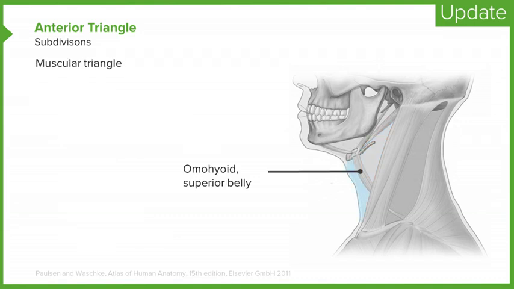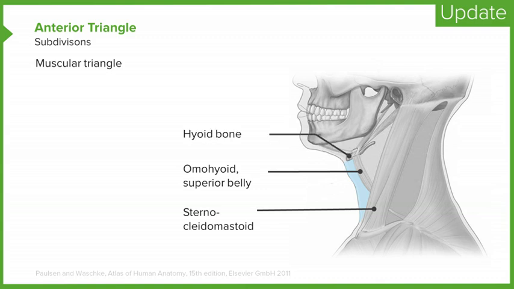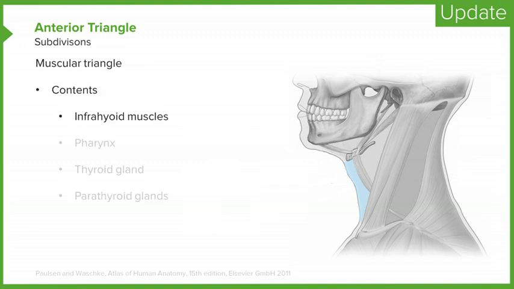The fourth and final subdivision of the anterior triangle is referred to as the muscular triangle. Its boundaries would be your superior belly of the omohyoid, the sternocleidomastoid, and then it would run to the midline of the neck. The upper limit of this area would be your hyoid bone. The important structures in this area are the infrahyoid muscles, the pharynx, the thyroid gland, and parathyroid glands.